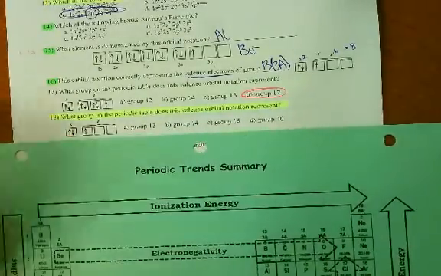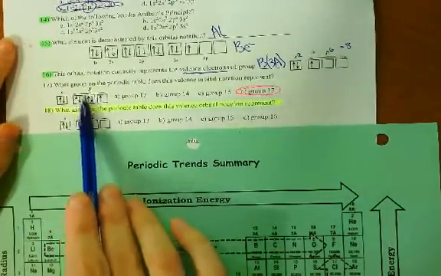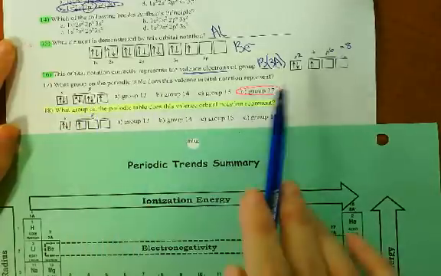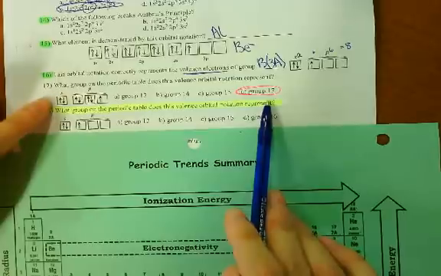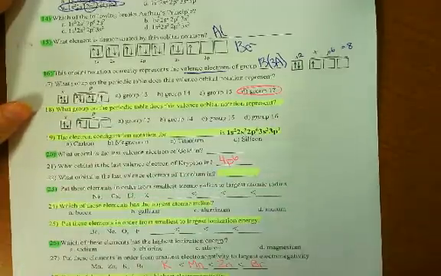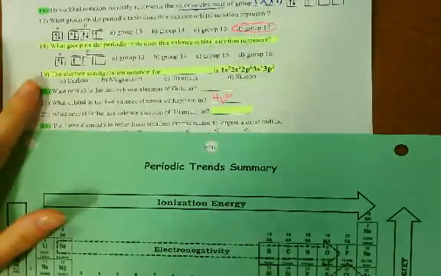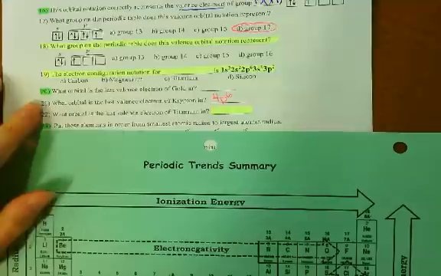Number 17, you can check your answer. Again, it's group 17 because there's 1, 2, 3, 4, 5, 6, 7 valence electrons. So 17 or 7A would look like this. Go ahead and do number 18. It should look really familiar to you. Number 19 is the same thing. You should be able to answer that one on your own by now.